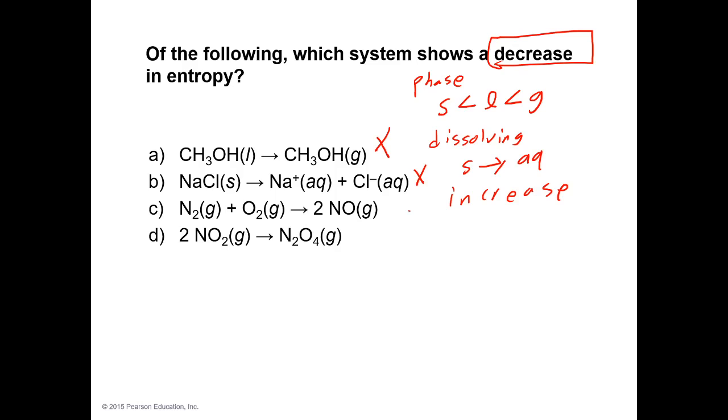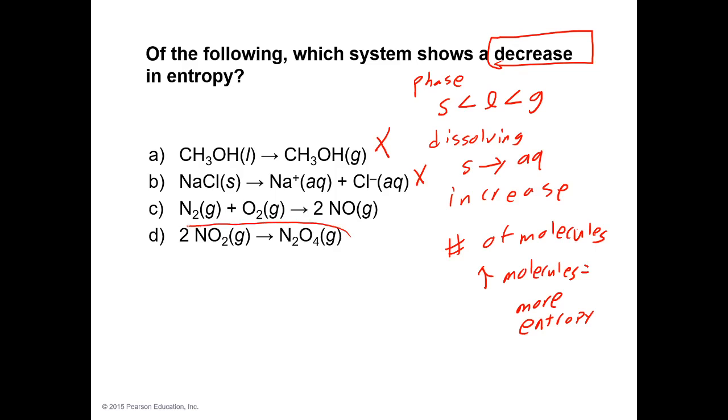Now, we also talked about the idea of complexity. So our number of molecules was something we were worried about. Increased molecules equals more entropy. So here on C we have 2 and 2, so that's not helpful for that one. That won't tell us anything. But on D we go from 2 molecules to 1 molecule. Since we're decreasing the number of molecules, that means we decrease the entropy. That makes D a good answer. It would be a decrease.